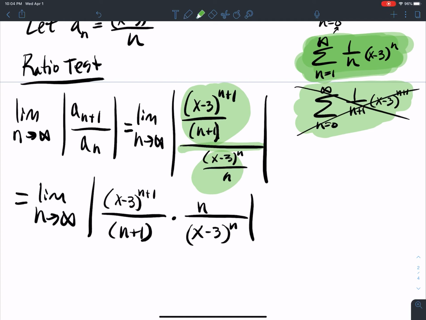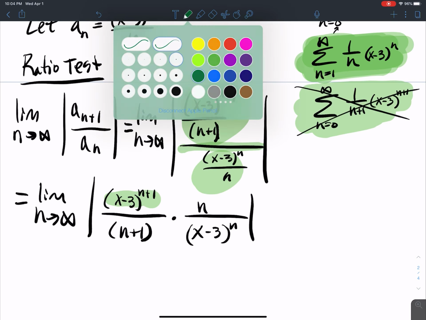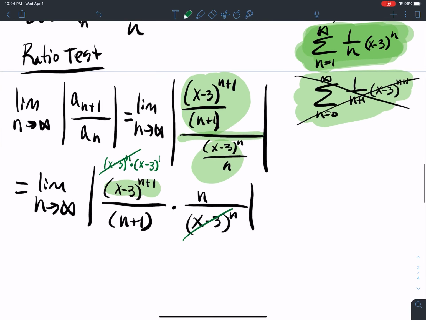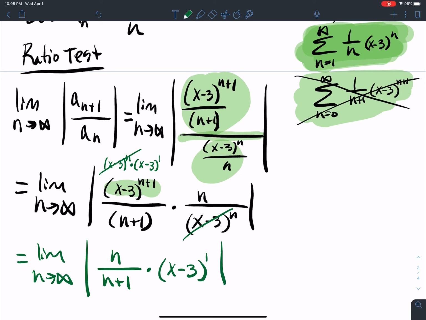Why? Because this piece right here factors. It factors to something pretty nice. It factors to (x minus 3) to the n times (x minus 3) to the 1, right? Why is this useful? Because these (x minus 3) to the n's cancel. And what am I left with? I'm left with the limit as n goes to infinity, absolute value, n over n plus 1, times (x minus 3) to the 1, okay?